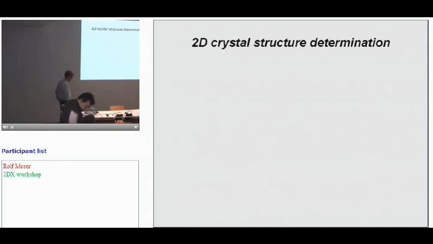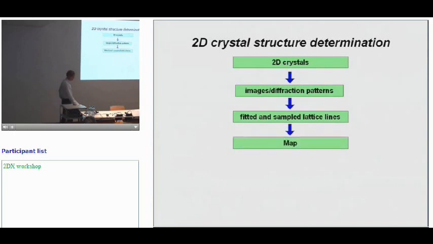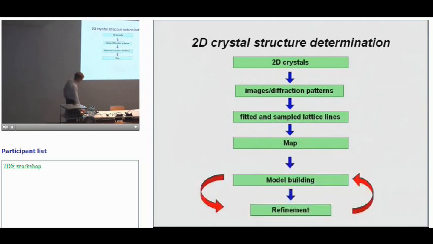Some CCP4 processing. During this workshop, we have learned a lot about getting 2D crystals and recording data, both in image and diffraction mode, and processing this data until the stage that we have fitted and sampled lattice lines. There hasn't been so much said about calculating maps. That's a very simple step in a way.